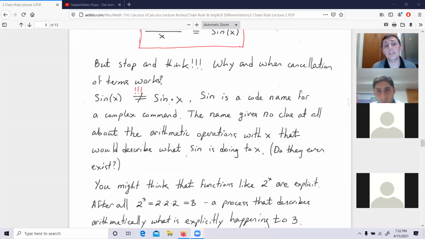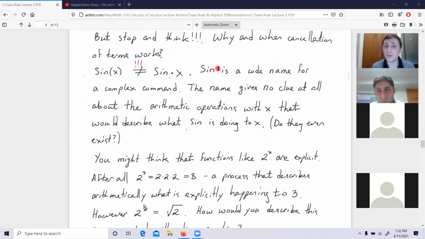So sine of x is very different from this thing, which is not meaningful. Sine times x is a meaningless expression. It's just a code for the operation to take place on x.